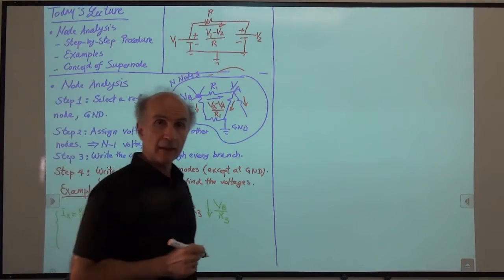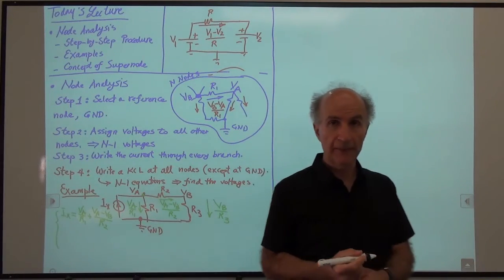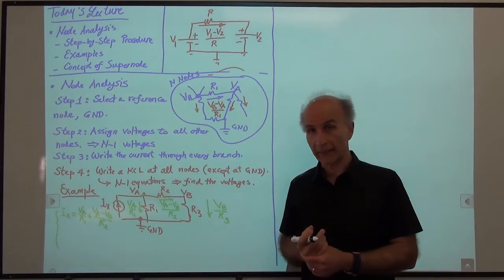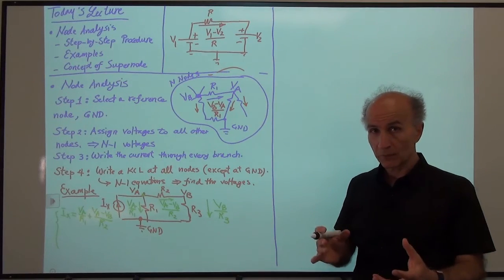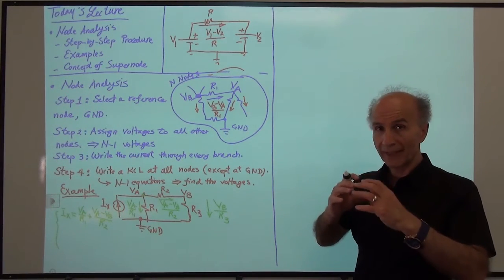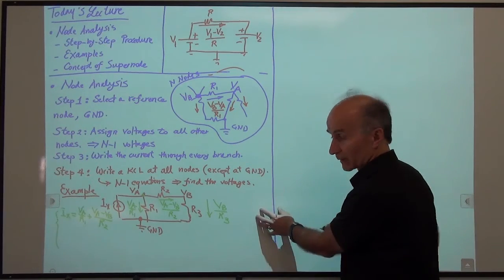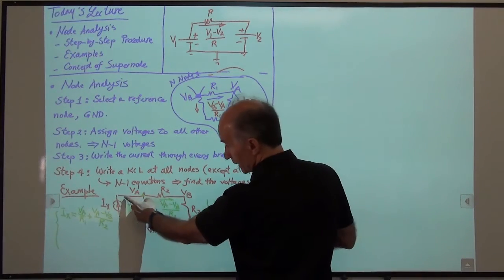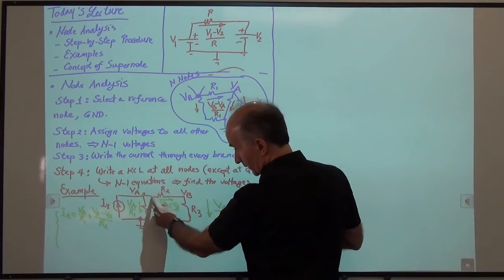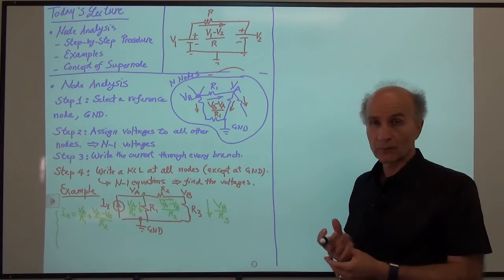So we wrote the KCL at one of the nodes based on all the branch currents that we have. Now you can see why it's useful to write the current equations on the schematic as opposed to separately. Because here it's very easy to see that this current is coming in, these two currents are going out. There's no room for mistakes.